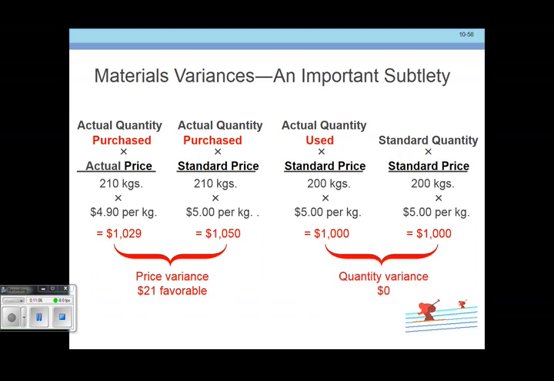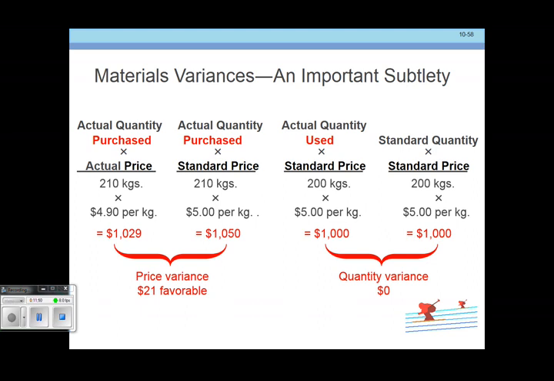So notice what they did here, and they broke that center column up into two pieces. And I'm gonna start on the left. Actual quantity purchased, actual price is that 1,029, and then notice they put the actual quantity purchased times the standard price, and they have a $21 favorable price variance. But then notice what they did to measure the quantity variance. They took the actual quantity used and multiplied it by the standard price. And then they compared that to the standard quantity, standard price all the way over there on the far right. And so there was zero quantity variance.